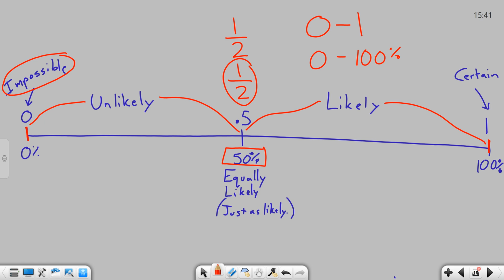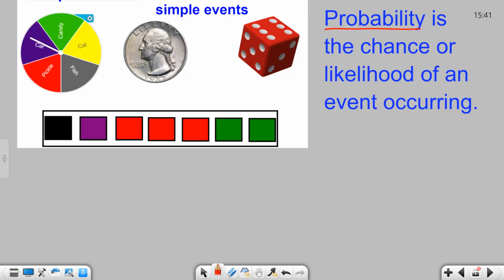And then if it's more than 50%, like 51%, 62%, 75%, 94%, any of that would be considered likely. It's going to happen more often than not, right? And then finally, if you get to 100%, we call that certain. It's going to happen. Okay, that's if you have a 100% chance.